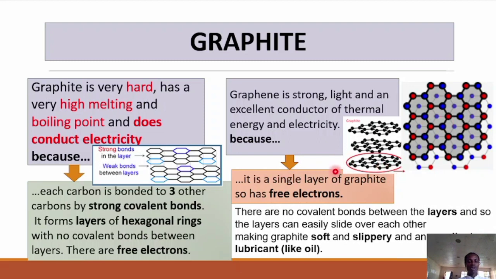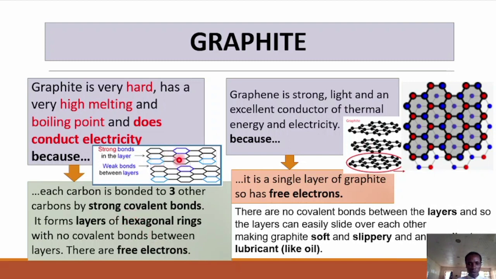Each carbon is bonded to 3 other carbons by strong covalent bonds. So it forms layers of hexagonal rings with no covalent bond between layers. So there are free electrons in graphite, because only one carbon atom is bonded to 3 other carbon atoms.